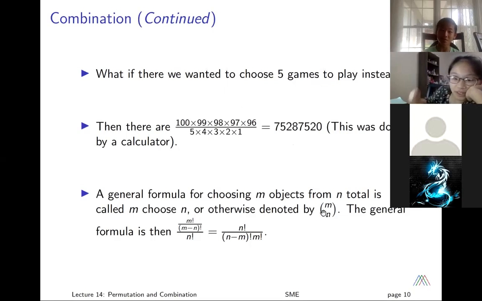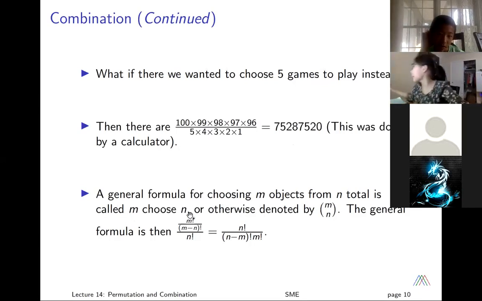Okay, so a general formula. Let's say you have 10,000 games and you're supposed to choose 5,000 of them. How would you solve that? This is called n choose m and is denoted by this notation. So the general formula then is n factorial divided by n minus m factorial.